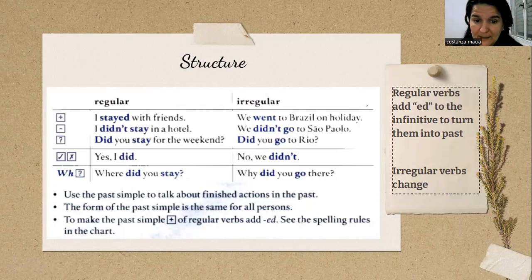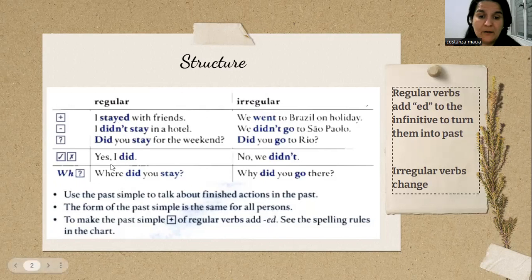What happens with the negative? I didn't stay in a hotel. We didn't go to Sao Paulo. Do we have the verb in past here? Stay, go. No, we don't, because we express the past with the did. So in negative, we use person, did not or didn't, and the verb in infinitive.